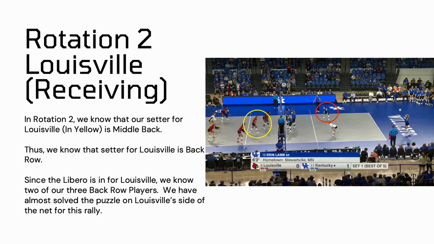Now Louisville is in serve receive. We know our setter for Louisville in yellow has to be the middle back in rotation 2. We also know that our libero for Louisville has to be back row. So we know 2 of our 3 back row players. Thus, we've almost solved the puzzle on Louisville's side of the net for this rally with regards to who our back row players are.